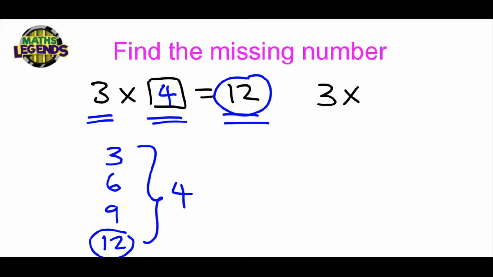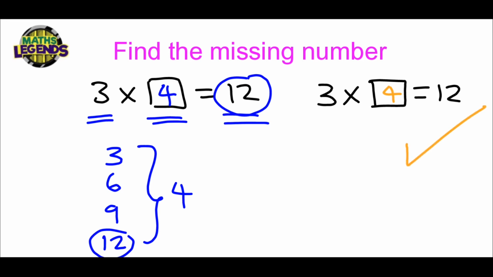Let's try our trial and error method. So let's take a guess at the first one. So it's a multiple of 3 that equals 12. So let's try the number 3. 3 times 3 is 9. Not enough. Let's try 5. 3 times 5 is 15. Too far. So we try something in between 3 and 5. So let's go with 4. 3 times 4 is 12. And that's the right answer.